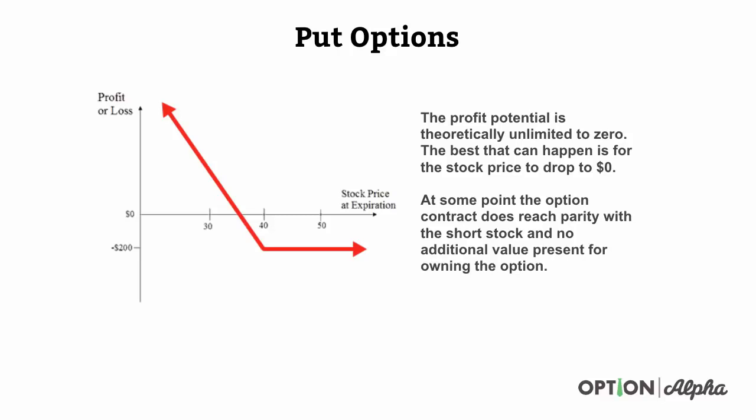Okay? So again, profit potential is theoretically unlimited, just to zero. Obviously, the stock can only drop to zero. So we have unlimited, and you'll see unlimited in a lot of places, but it's really to zero. You can only make as much money as the current value to zero. At some point, the options contract again does reach parity with the short stock, meaning there's no additional value present in owning the option. That's usually if the option goes very deep into the money. And then at that point, every dollar move down that the stock makes, the option value goes up by $1 as well.